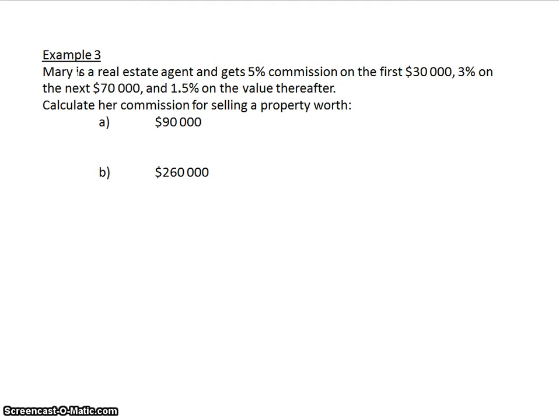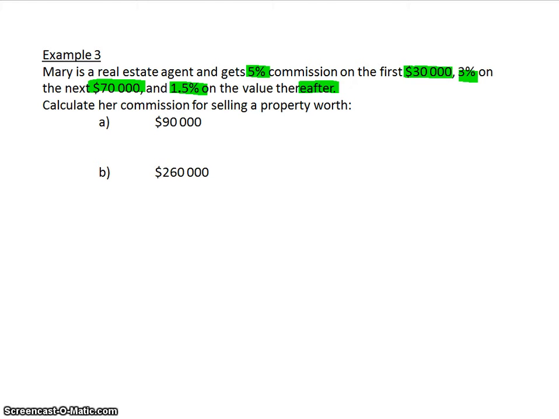For our next question, Mary's a real estate agent. She gets 5% commission on the first $30,000, 3% on the next $70,000, and 1.5% after that. Now we need to calculate her commission. So we actually have to do quite a bit of working out.